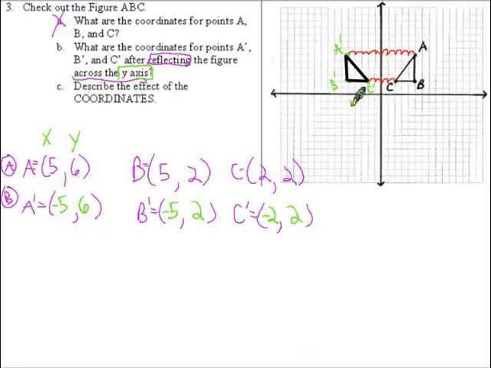Okay, and you can go up here and check that, make sure I'm right. B is negative 1, 2, 3, 4, 5, and then positive 2. So that's where I get that from, negative 5, positive 2.